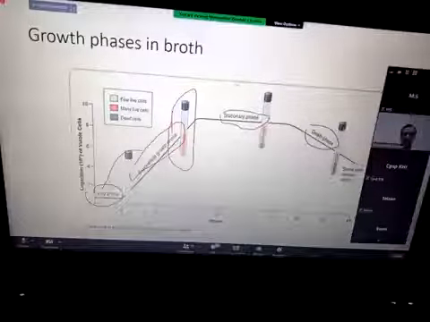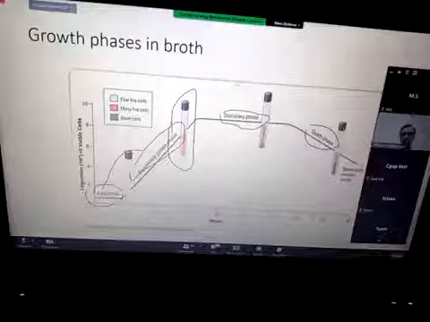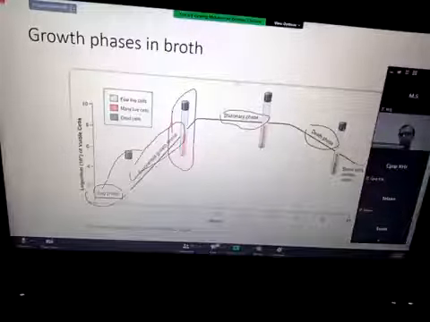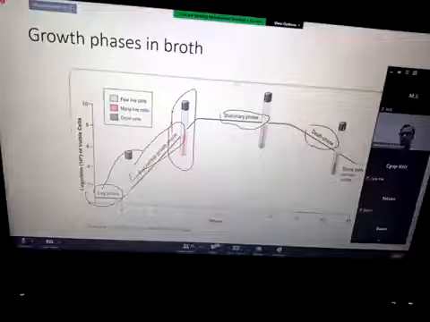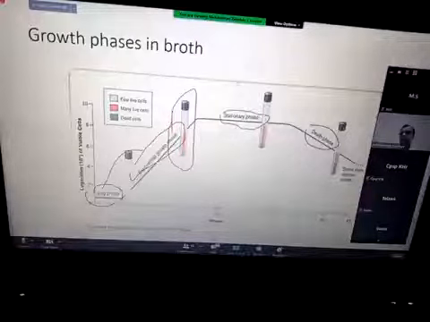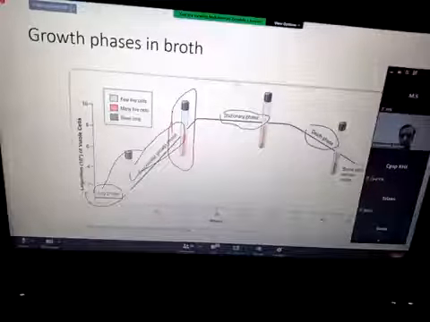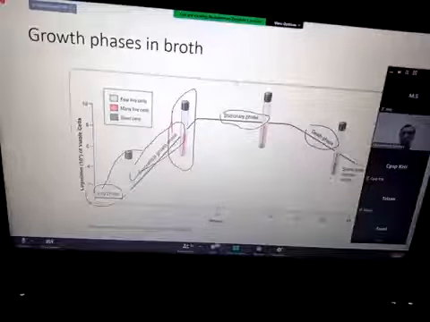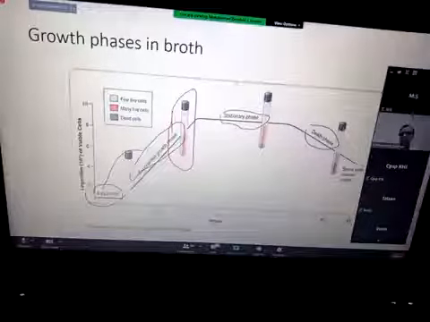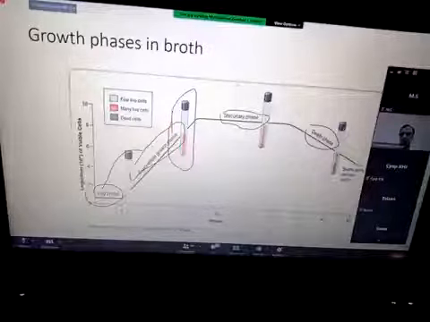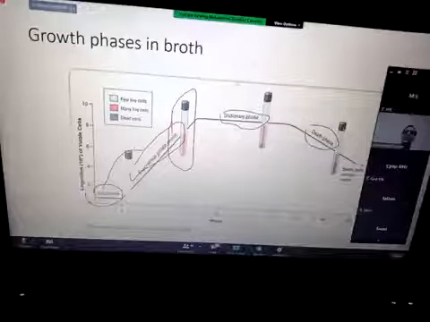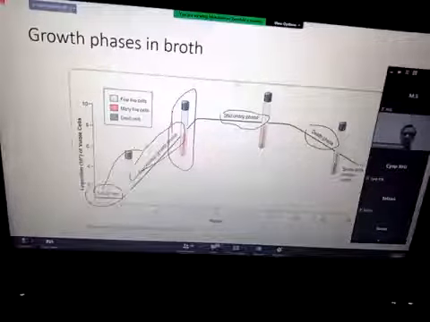Some bacteria take more time from lag phase to log phase. For example, TB takes more than 48 hours to go from lag phase to log phase. That's why TB culture takes more time in the laboratory to grow. It takes 4 to 8 weeks. But some bacteria have a very quick lag to log phase, like E. coli, like Staph aureus. They grow in only 3 to 4 hours or 6 hours.